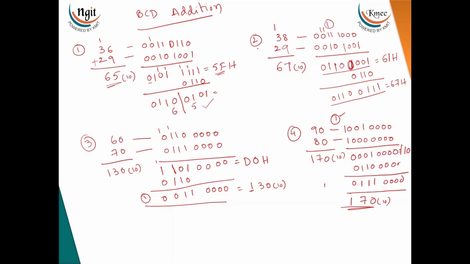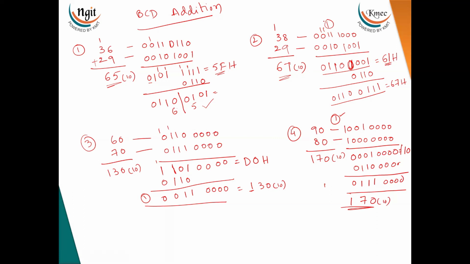Now coming to the second example, I have taken 38 and 29, and the answer is 67. This is a decimal addition. Now the processor will give the result when I take the binary value of this and the binary value of this and add them. The processor gives this result in the accumulator. But if you see here, 6 is lesser than 9 and 1 is also lesser than 9, but this answer is not matching with the decimal value.